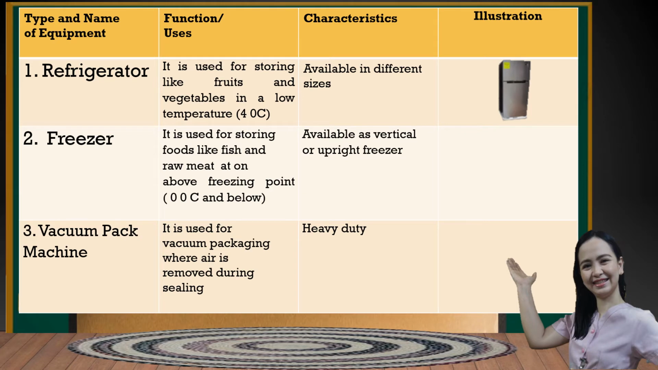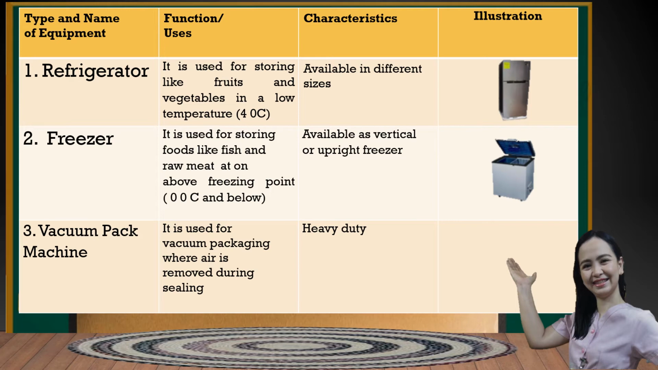The first equipment is a refrigerator. A refrigerator is used for storing fruits and vegetables at a low temperature, that is 4 degrees Celsius. It is available in different sizes. The next one is a freezer. It is used for storing foods like fish and raw meat at or below freezing point, that is 0 degrees Celsius and below. It is also available as a vertical or upright freezer.